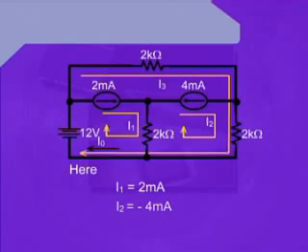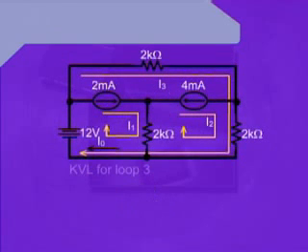Next, we take up mesh number 2. In mesh number 2, we assume that the current I2 is flowing in the clockwise direction. We can also see that the current provided by the 4 milliampere independent current source is in the anti-clockwise direction. That means the direction of the current I2 and the 4 milliampere current are opposite to each other. Therefore, we can write I2 is equal to minus 4 milliamperes.